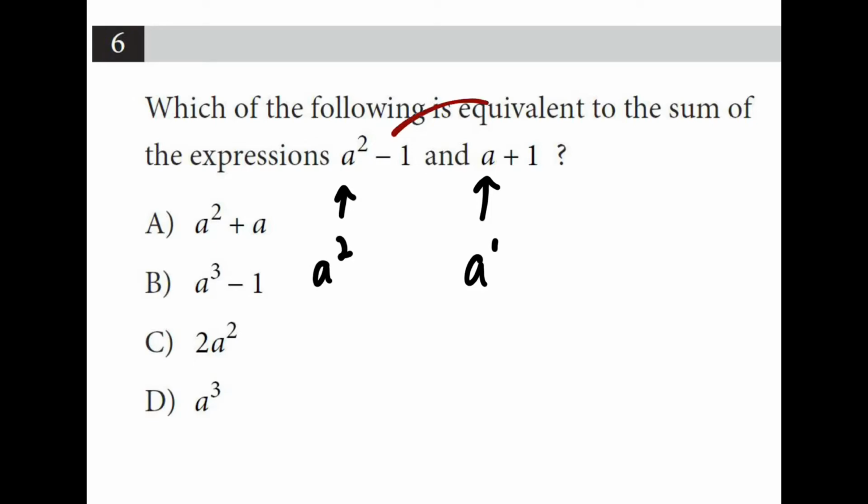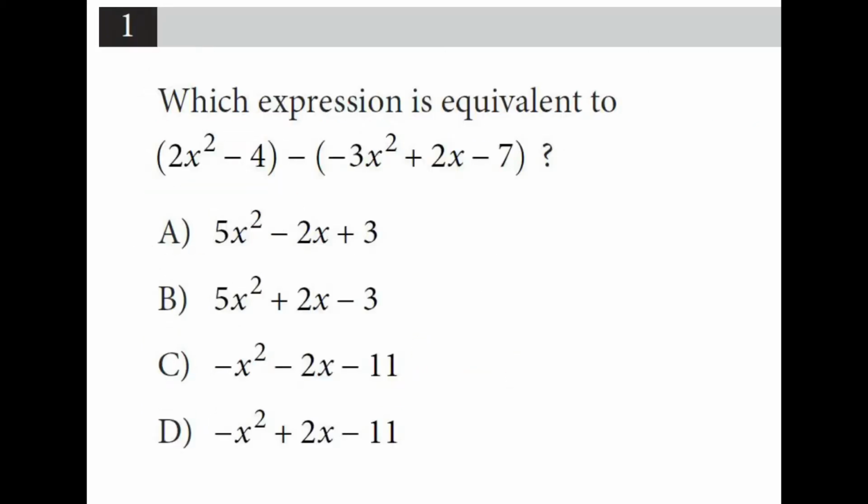But you can add the constants together, 1 and negative 1. If you do that, you get 0 and it goes away. And the a squared is still there, and the a is still there, and here's your answer. What really trips people up is when we subtract this entire expression. What you have to do is distribute the negative. So you are really adding 3x squared, you're subtracting 2x, and you're adding 7. These signs flip.